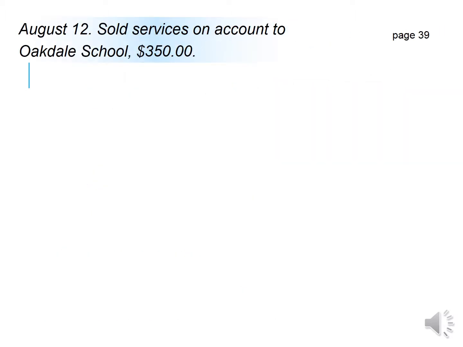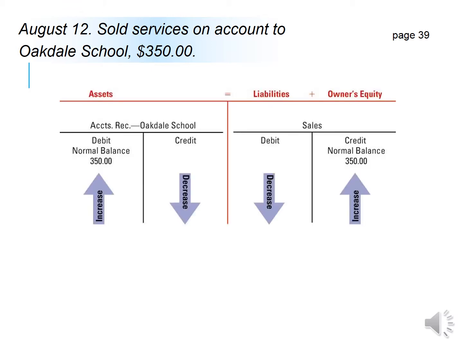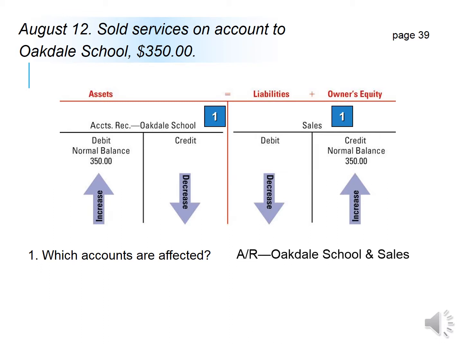August 12th, sold services on account to Oakdale School, $350. Which two accounts are affected? Sold services, we know that our sales account is affected. How did we sell it? On account. So accounts receivable will also be affected. So we have accounts receivable, Oakdale Schools, and sales. How is each account classified? We know that accounts receivable is an asset. Sales is owner's equity.